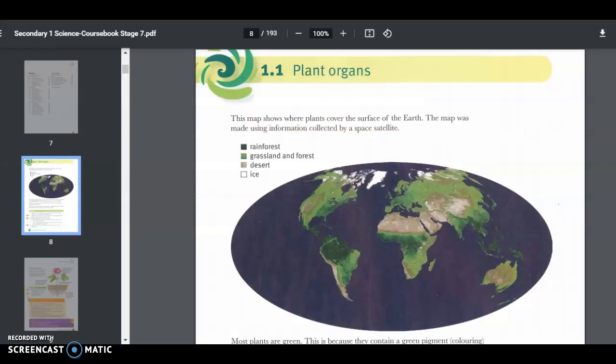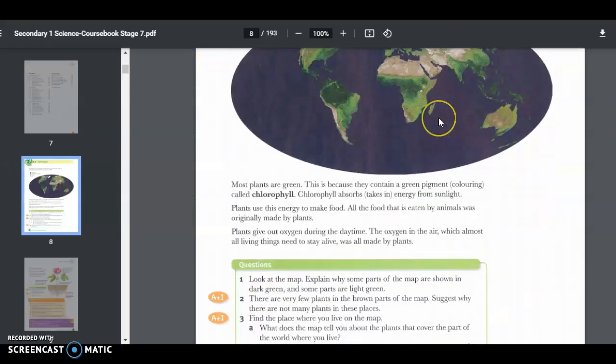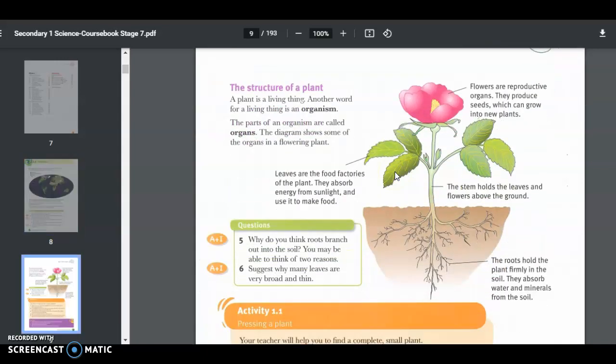So plants, of course, are made of organs. One of these organs is the chloroplast, and it contains a green liquid called chlorophyll. This is why plants are green. The basic structure of a plant is a flower, a stem, leaves, and roots. We will get to the function in a second.